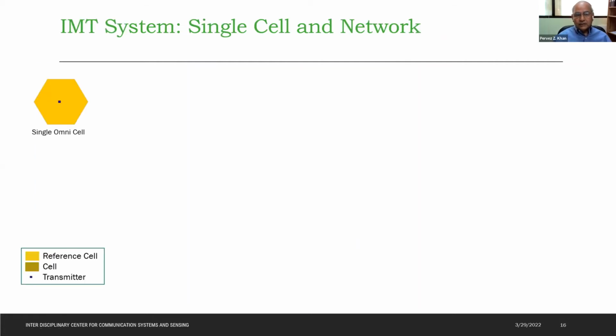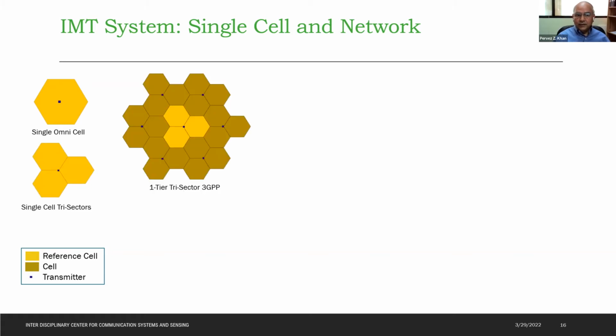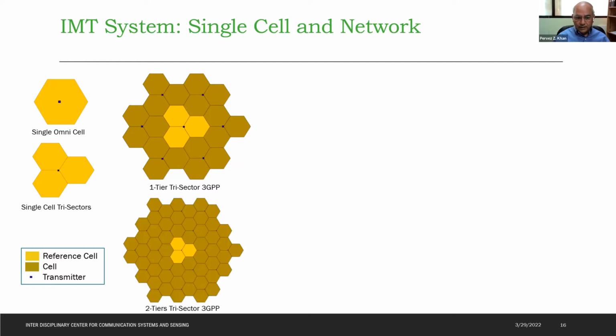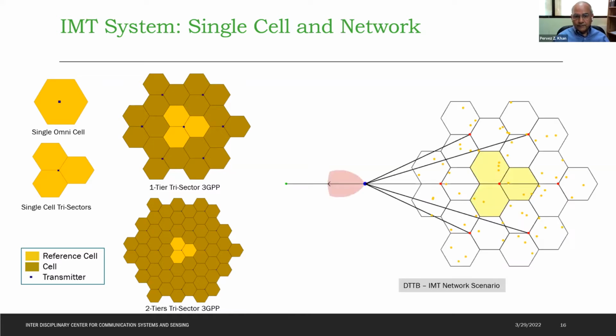Before going into detail, let me just recap the IMT system. There may be a system which has only a single omni cell having an omnidirectional antenna. There may be a trisector-based single cell. There may be a one-tier trisector 3GPP IMT network, and there may be a 2-tier IMT network. So these are the different scenarios we have used to analyze.